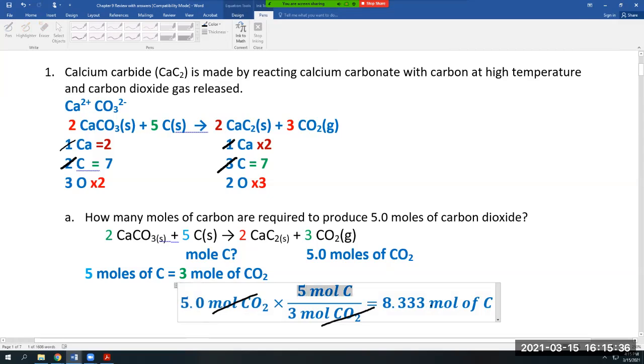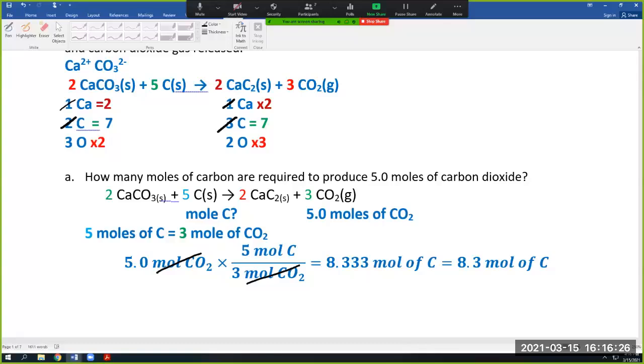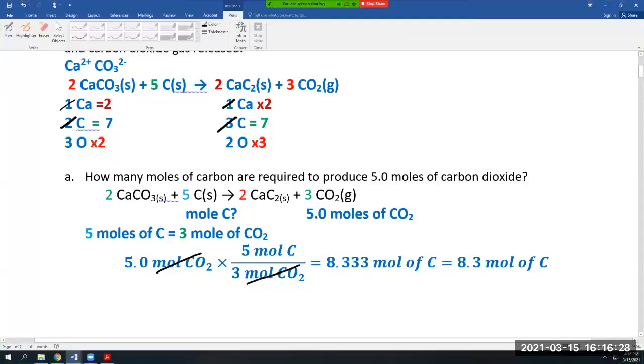The 5 moles of C per 3 moles of CO2, this is exact. These two numbers will not limit the number of sig figs. These are exact. It's from counting the number of moles. So what limits the number of sig figs is the given amount of 5.0. So we need 2 sig figs. So we will need to stop at the 8.3. So 8.3 moles of C are required to produce 5.0 moles of carbon dioxide.